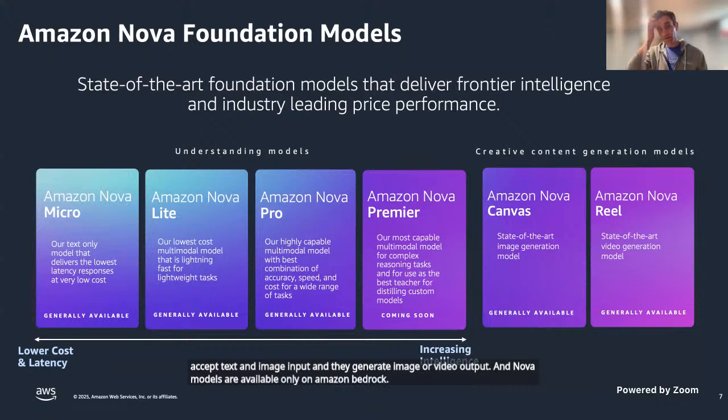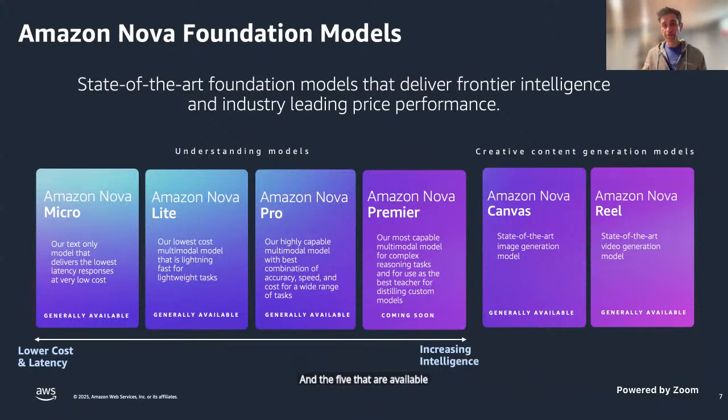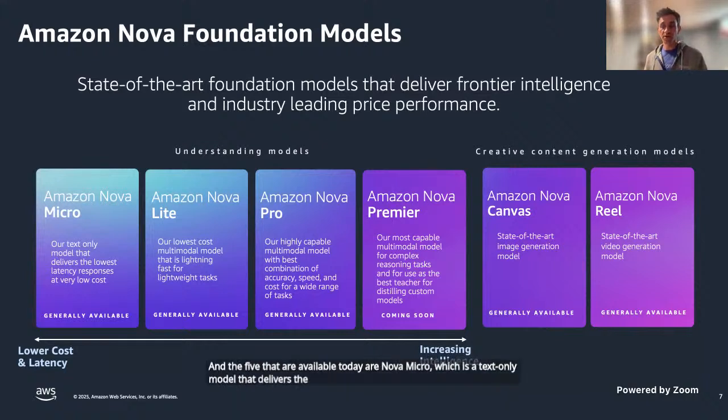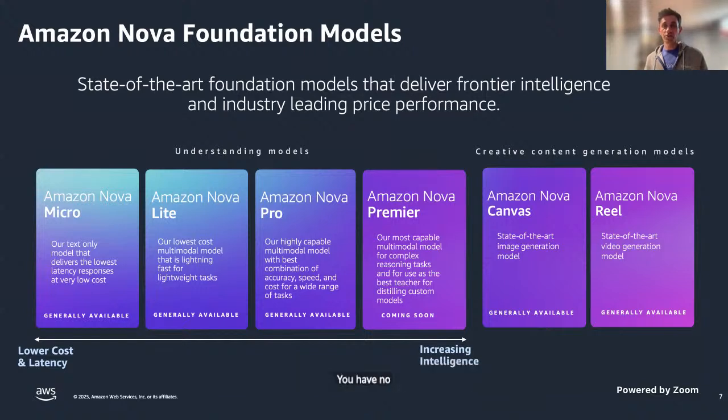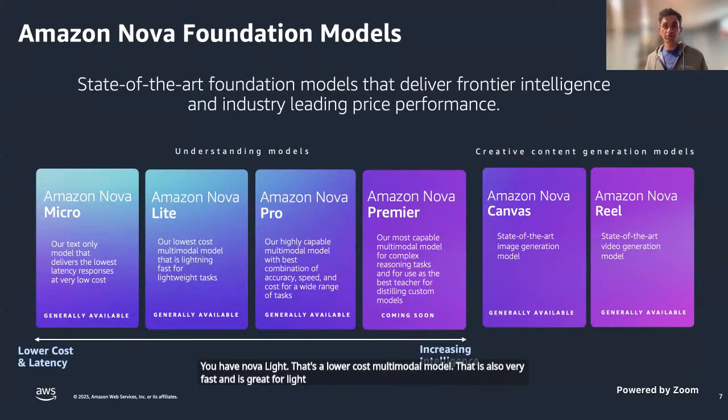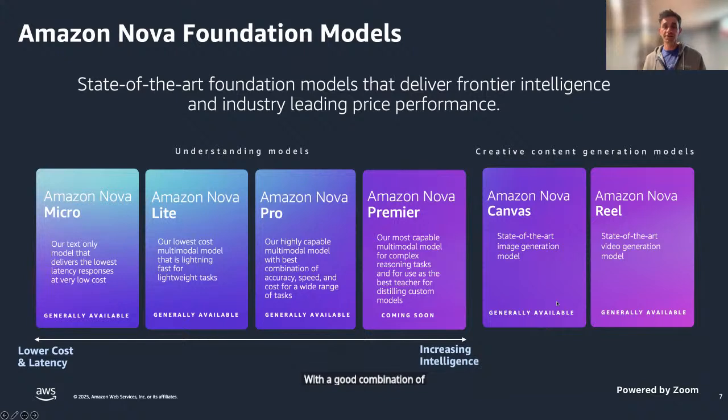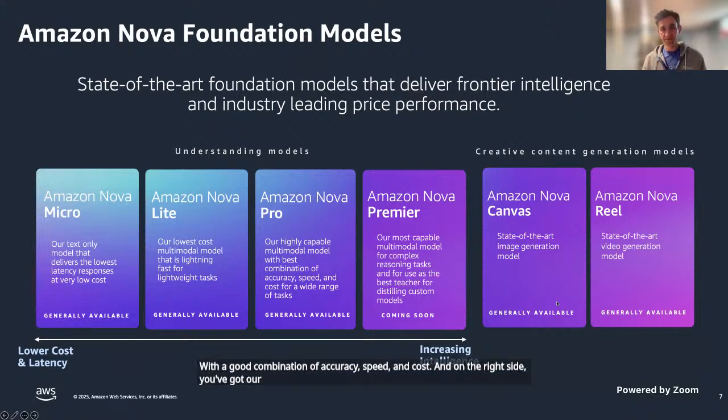And the 5 that are available today are Nova Micro, which is a text-only model that delivers the lowest latency responses at very low cost. You have Nova Lite, that's a lower cost multimodal model that is also very fast and is great for lightweight tasks. And then you have Nova Pro, that's a highly capable multimodal model with a good combination of accuracy, speed, and cost. And on the right side, you've got our creative content FMs, foundation models.